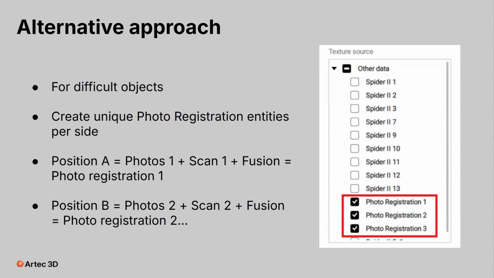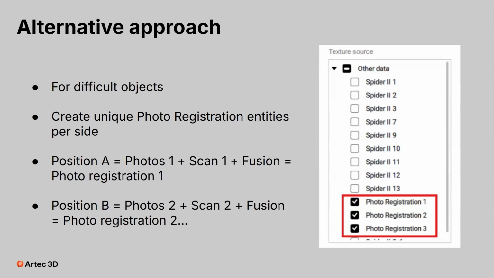In this workflow, you create unique photo registration entities per site. The workflow is the following. You select the photos from position A and the scan from position A, plus your fusion, and you create photo registration 1. Then for position B, where you have flipped your object or moved it in order to scan the obstructed geometry, you create a separate photo registration.